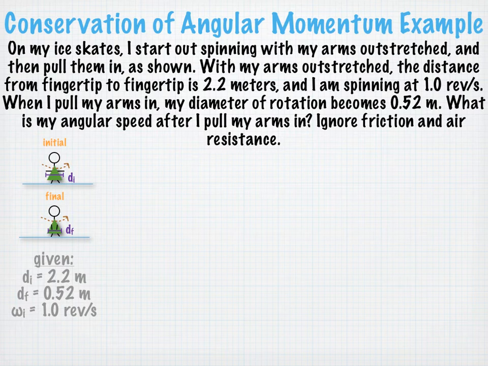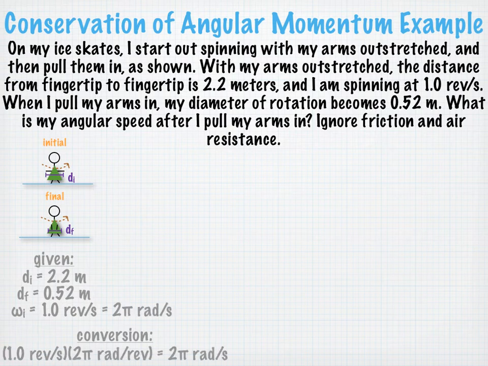Let's go ahead and convert that into SI units of radians per second. 1 revolution is 1 circle, which has 2 pi radians. So we'll multiply 1 revolution per second by 2 pi radians per revolution to get 2 pi radians per second.